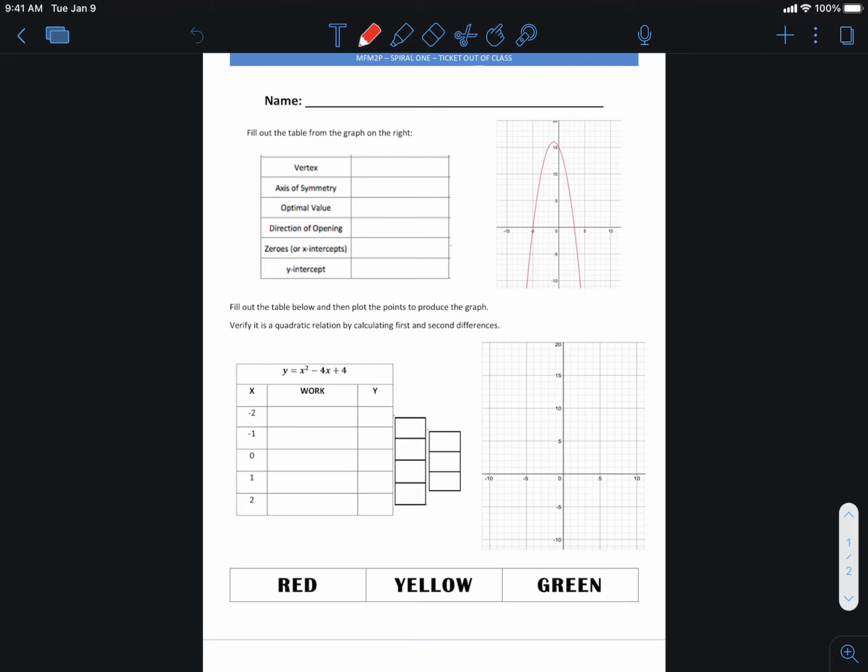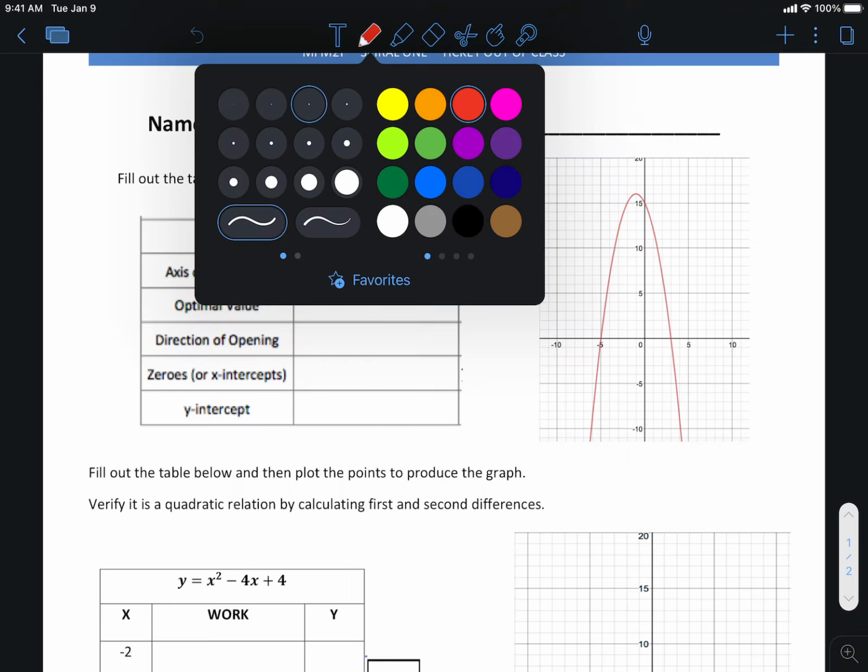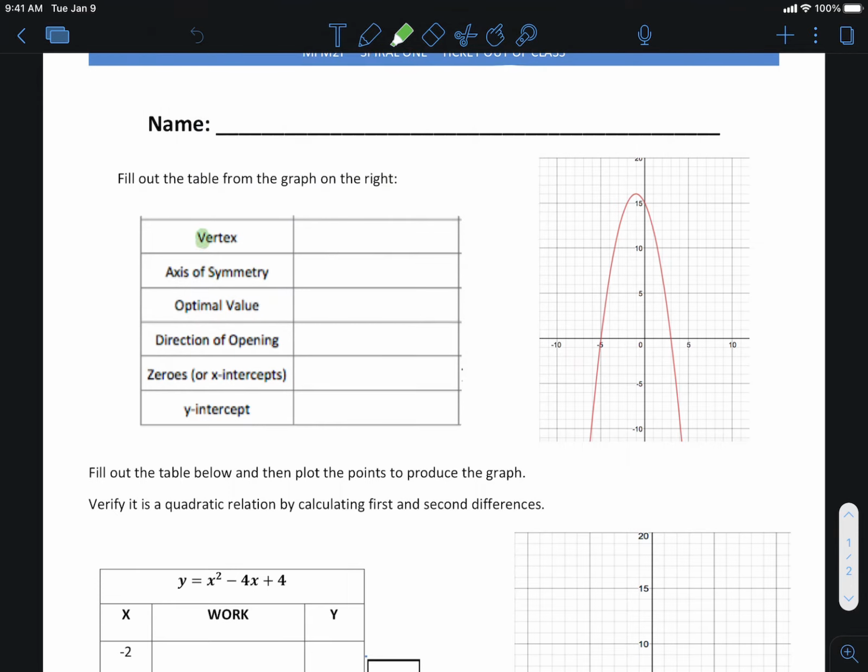Here's what I want you guys to do. Just identifying key features right off the top, right? So the vertex, here I'll zoom in onto one. The vertex occurs at the very, very top of the parabola or bottom. Okay, it's the high or low point. Right. So if I were to identify that right off the top, maybe I'll use a highlighter. Vertex here is right here.